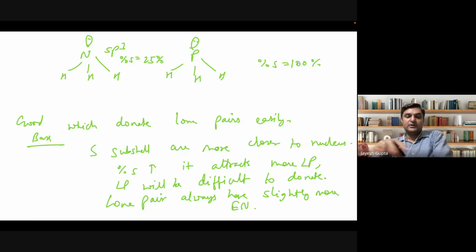But since I've given you the entire concept of the lone pair, we are only concerned here with the lone pair. So this is the percentage S of the lone pair. This lone pair is sitting inside the S subshell, so the percentage character is 100%. Here the lone pair is sitting inside the sp3, so the percentage character is 25%. So I have given you the entire story. The one which donates the lone pair easily is the good base. So can you tell me, out of NH3 and PH3, which one is the good base?